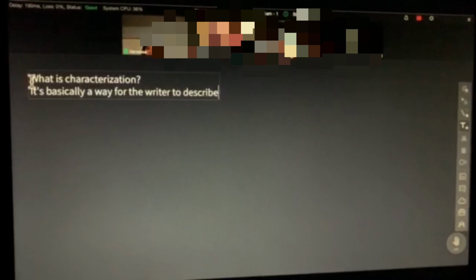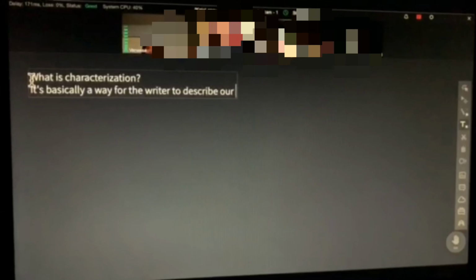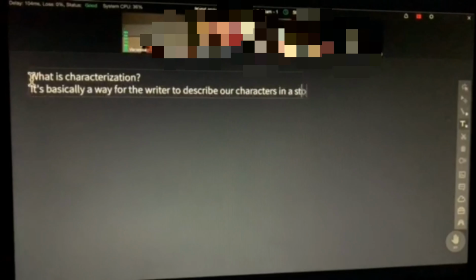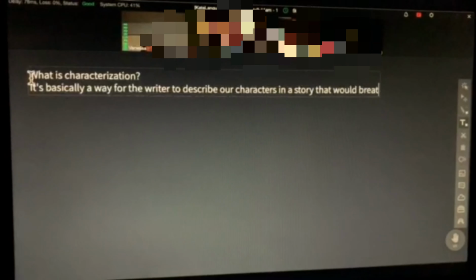Let me start writing some notes here. What is characterization? It's basically a way for the writer to describe our characters in a story that would read like to them.